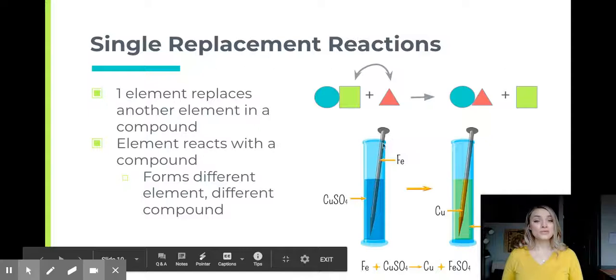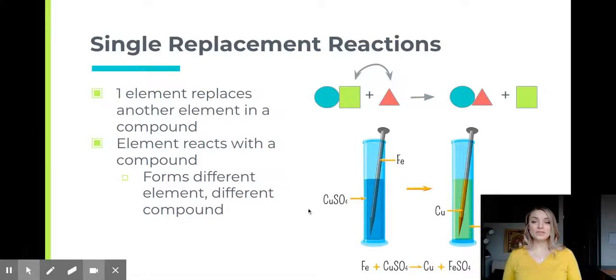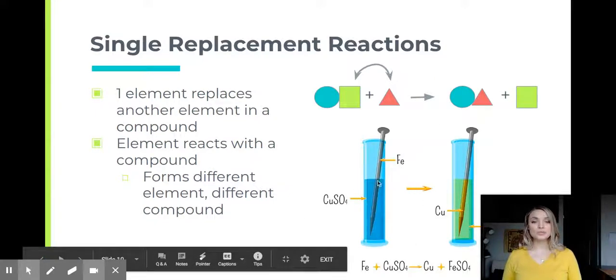But we start off with an iron nail. Fe is the periodic symbol for iron. And here we've got a solution of copper sulfate. SO4 is sulfate. So when that nail sits in the copper sulfate, given enough time, the iron and the copper are actually going to switch places.